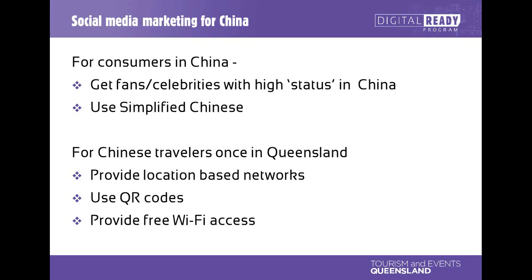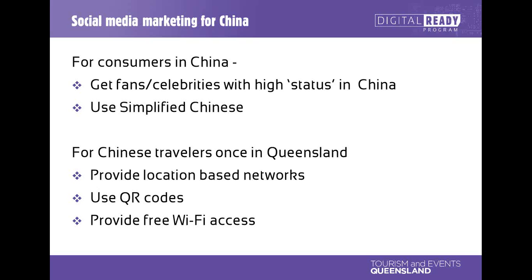Now once they're here in Queensland, I know I'm talking a lot about how to capture them in China, but once they're here, just a couple of things to think about. Provide those location-based networks, the ones similar to Foursquare and the Facebook check-in here in Australia. Provide the Chinese equivalent for them here, because they love showing off to their family and friends back home. You'd have to set that up from the Chinese side, but if you can get them onto Jiaping, for instance, that I mentioned before, the Foursquare equivalent, then they'll love it and use it.